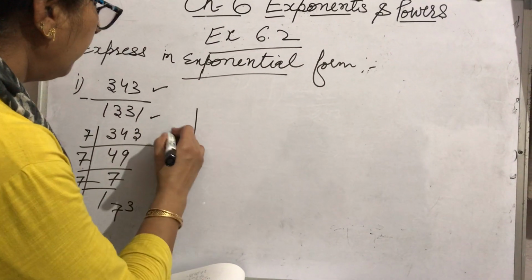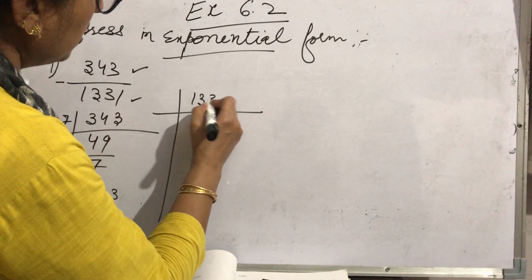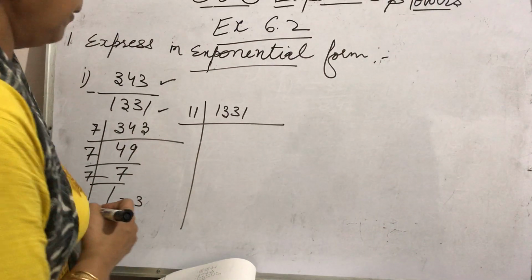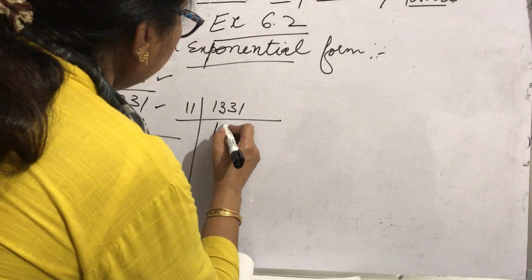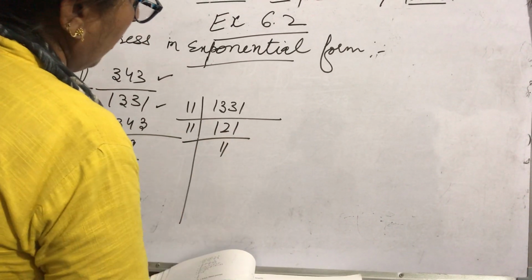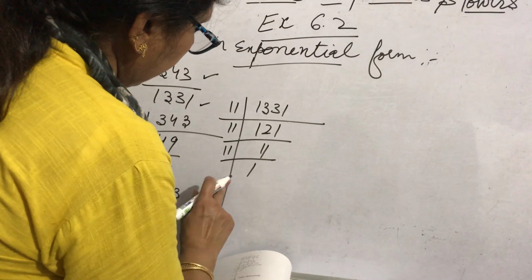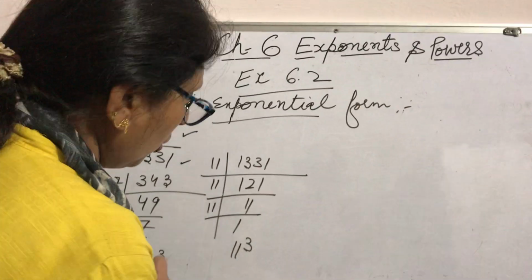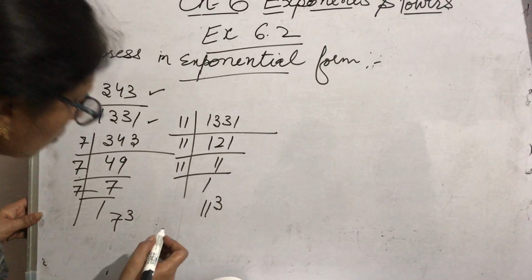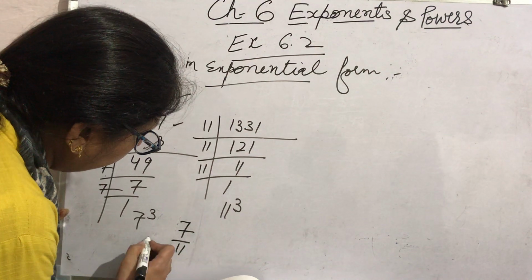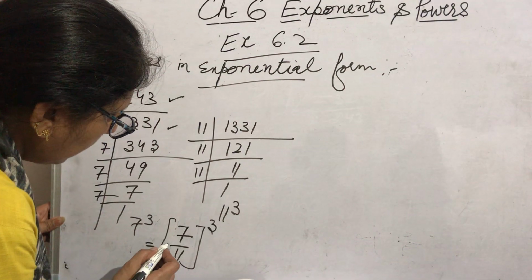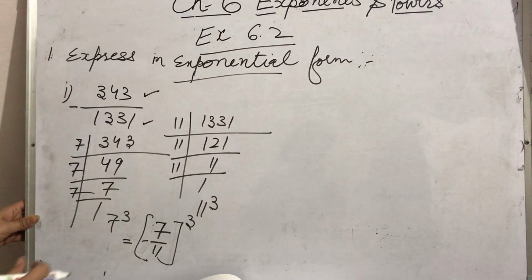Now find the factors of 1331. It will be divisible by 11. So 11 ones are 11, 11 twos are 22, 1 3 1. 11 11s are 121 and 11 ones are 11. Again 11 raised to power 3. Numerator and denominator both have power 3, so 3 can be taken common. We can write it this way: negative 7 by 11 raised to power 3. The sign is negative because the power is an odd number.